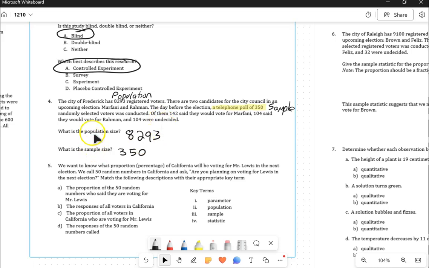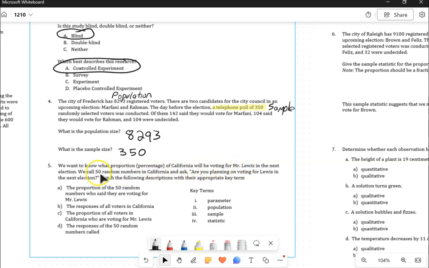But as far as just which one's the population and the sample size, please note that the sample is always smaller or equal to the population, in general smaller. If the sample is the entire population, then it's not a sample really, you're doing a full census where you ask everyone.